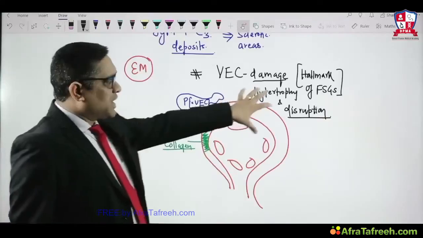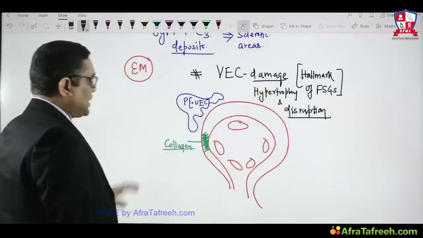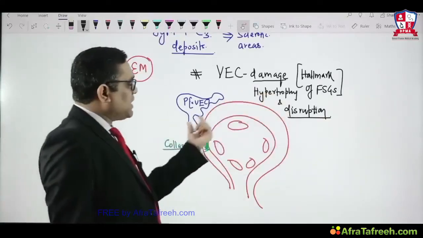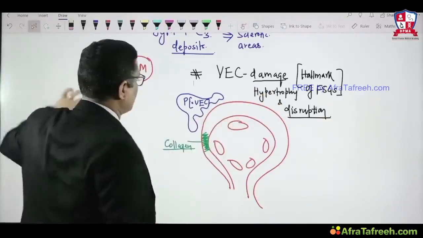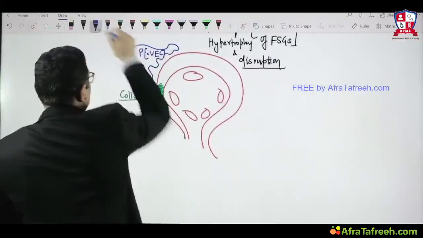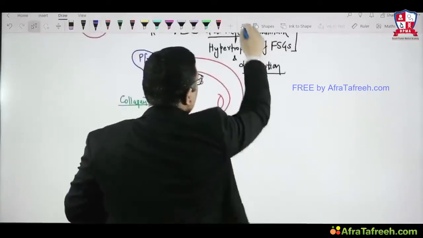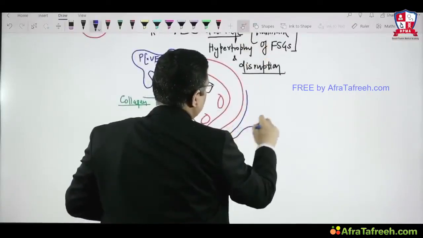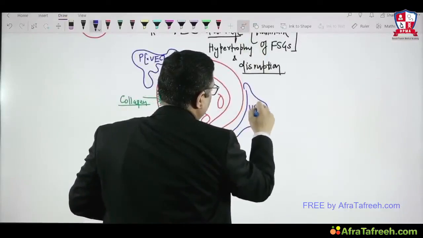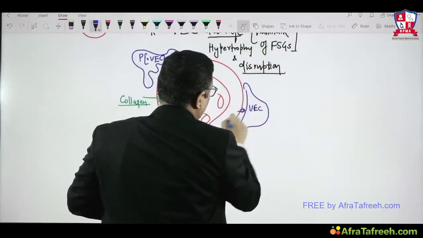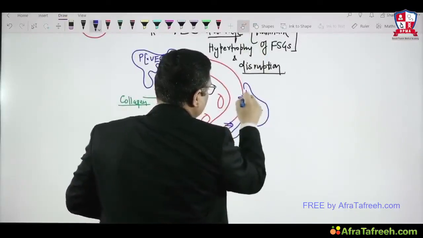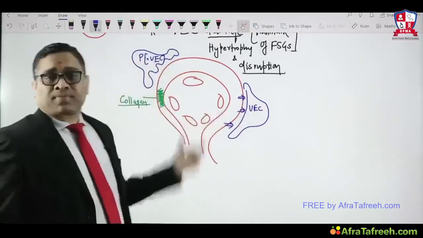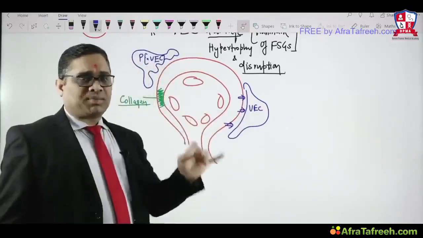So because of the hypertrophy and disruption, what will happen? There will be diffuse effacement of the foot process. So you will notice in the visceral epithelial cell there is a diffuse effacement. Now you are seeing another one where damage has occurred, and because of that you see all these marked arrow areas showing diffuse effacement of visceral epithelial cells.